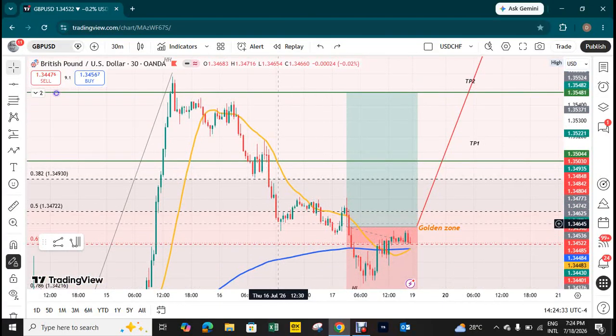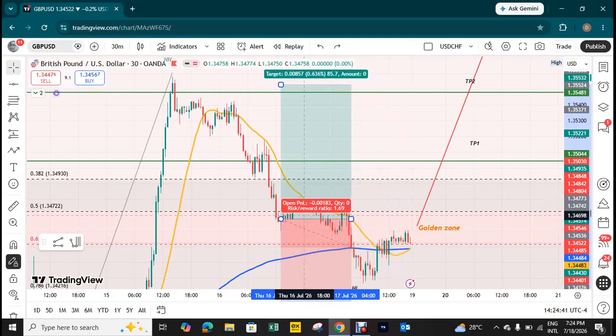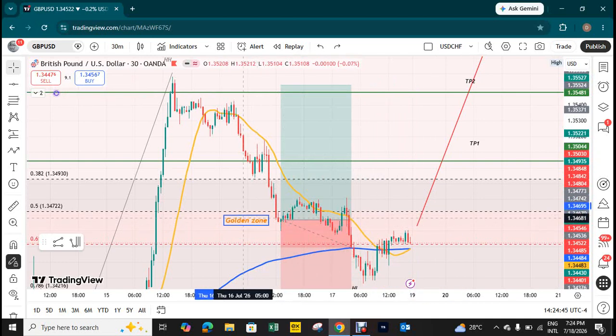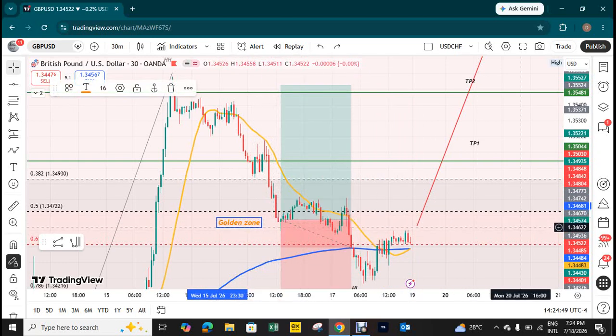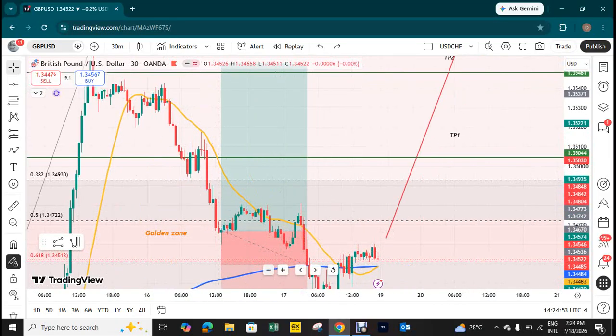So what we wanted to see is price do this, okay. Now we saw a red candle coming to the golden zone, and we want to see a green candle, so our buy order should have been around this level, okay. First we need to see a red candle coming to the golden zone, which of course we saw, and the green candle needs to open up on the 30 minutes time frame. That's what happened. We have a green candle there, and that's where our buy should have taken place.